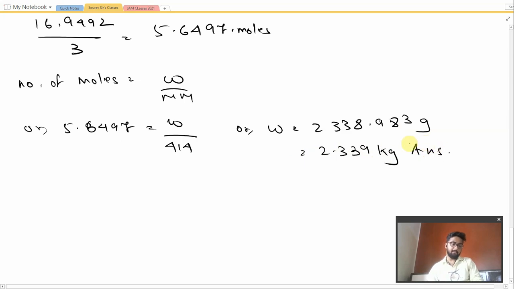Now in the question you can see that we need to round up this answer to 2 decimal places. So in the chat box you will be writing 2.34 as your correct answer.